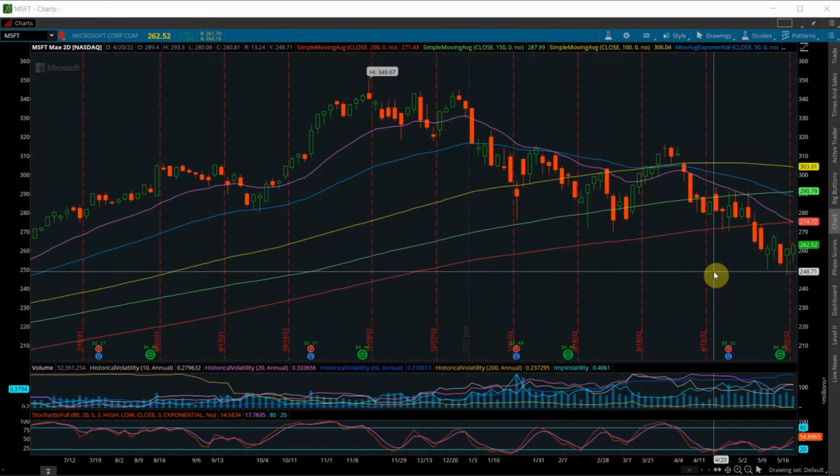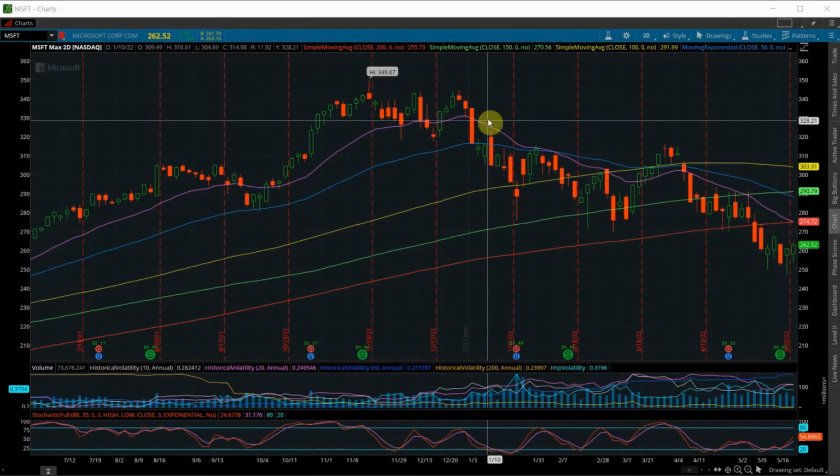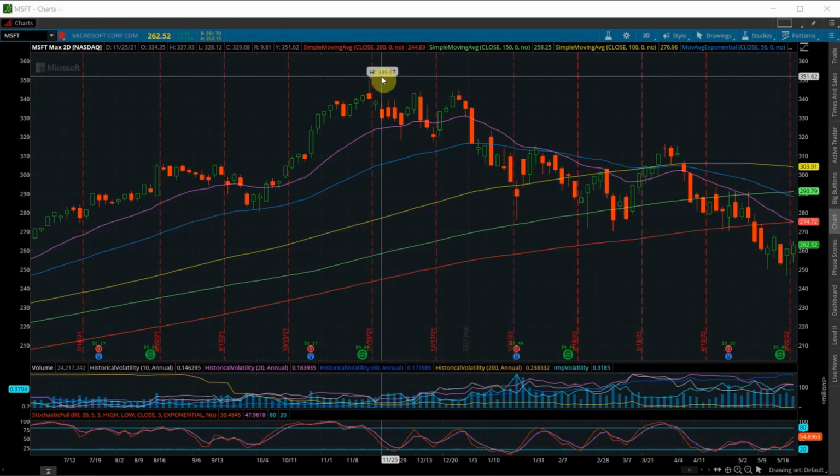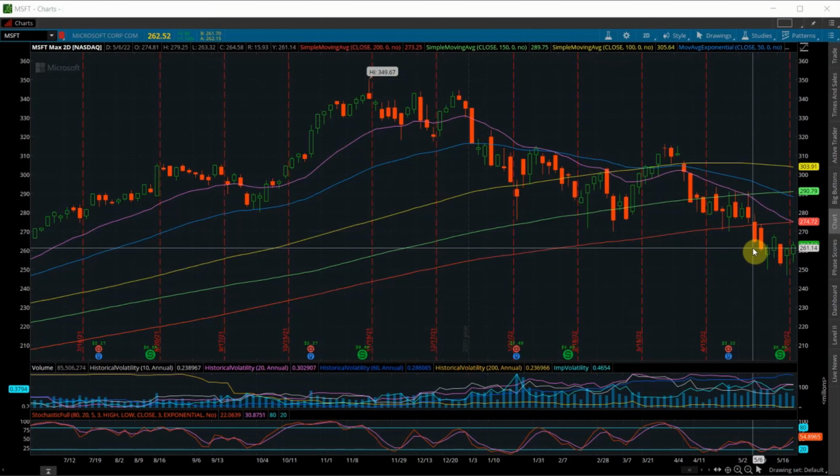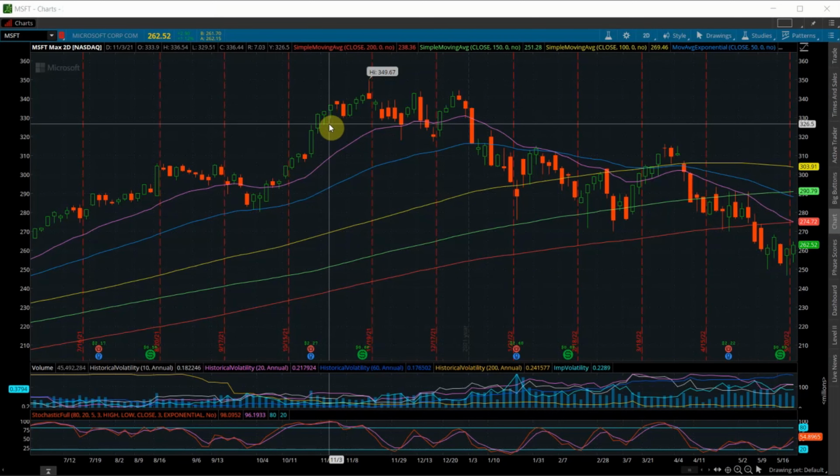So coming to the Thinkorswim platform, I'm just going to use the stock Microsoft, MSFT, to do a deep dive illustration. If you look at the charts of Microsoft, you can see that the stock has actually corrected quite a bit, from the highs of about 350 sometime in November last year, all the way down to yesterday's close of about 262. So that's about a 25% drop from the high, right? The stock has actually corrected quite significantly over the last couple of months.